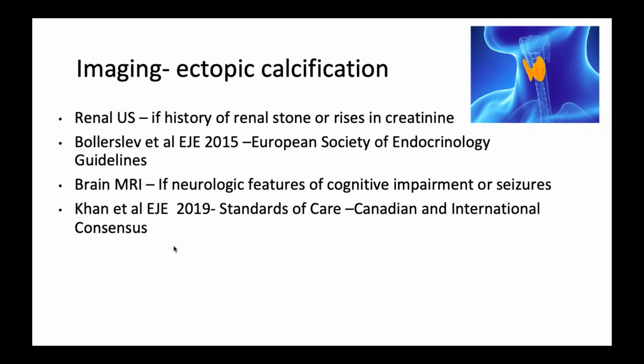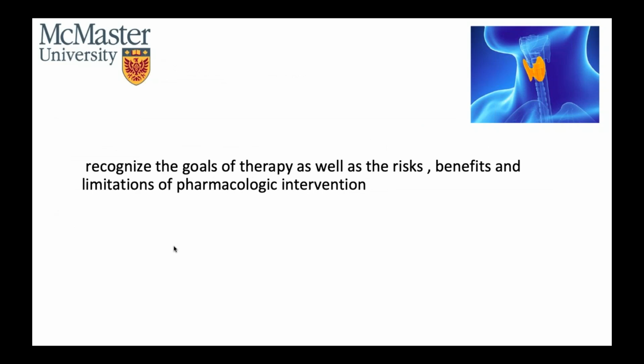So what are we advised to do? Well, the European Society of Endocrinology guidelines by Bollerslev and colleagues published in 2015 advise us that we should proceed with renal imaging if there is a history of renal stone or rises in creatinine. And a brain MRI would be advised by the International Consensus Group, published in 2019, if there are neurologic features of cognitive impairment or seizures. And we need to be cognizant of the complications of hypoparathyroidism.